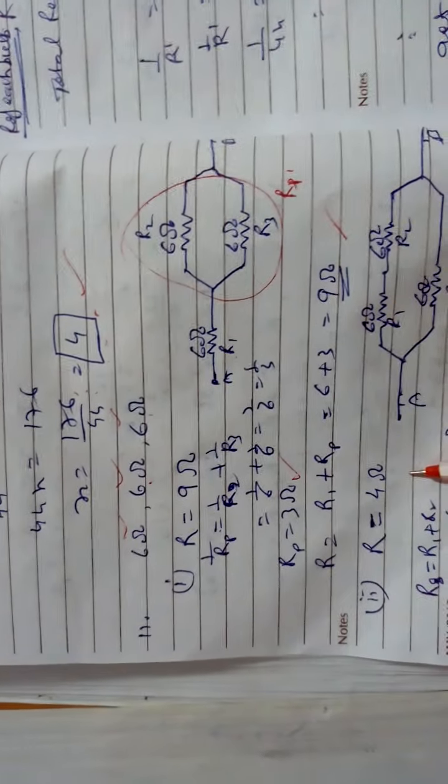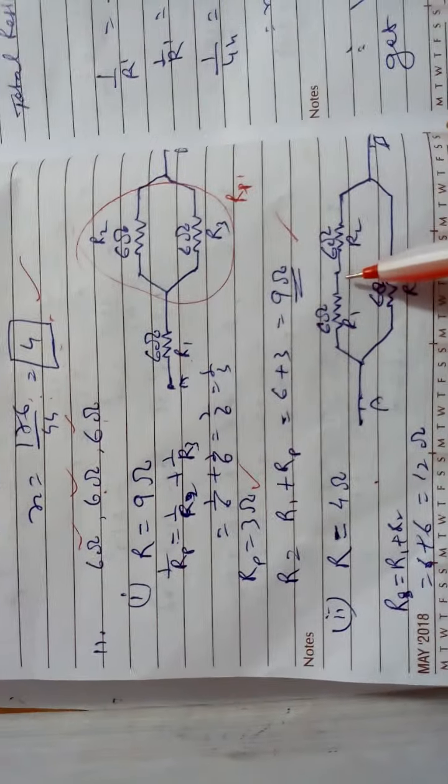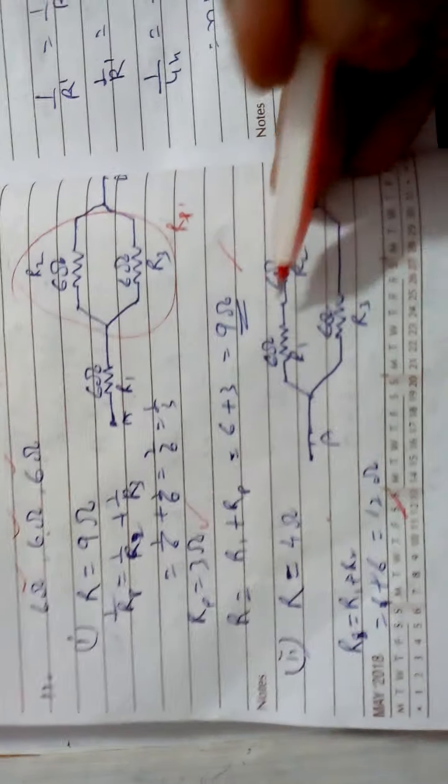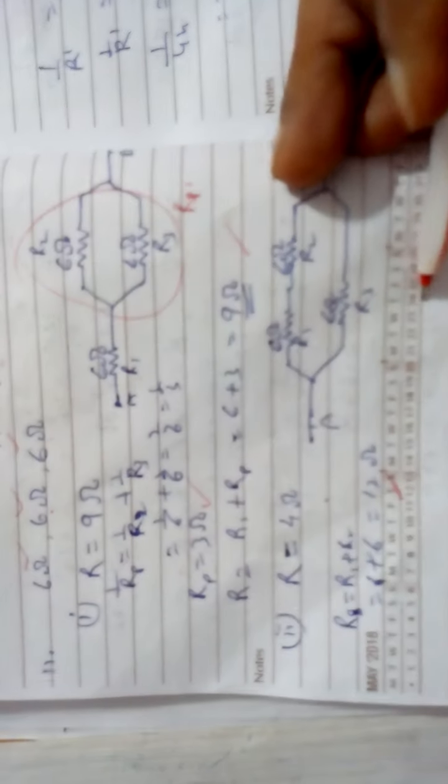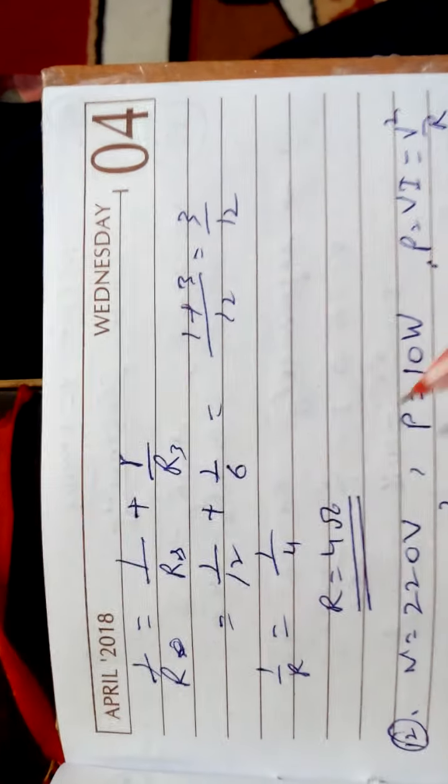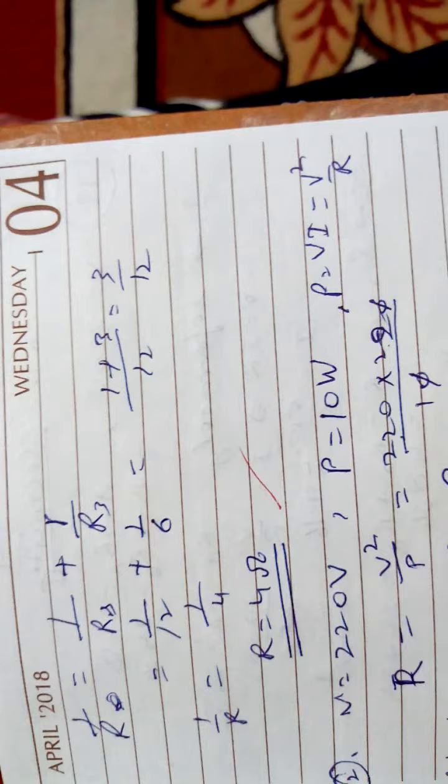And for 4 ohm, 2 in series: R1 plus R2 in series gives 12. Now 1 upon 12 plus 1 upon 6 gives you 4 in parallel. So like this you are getting the resultant in parallel. So this is the method of how you will connect.